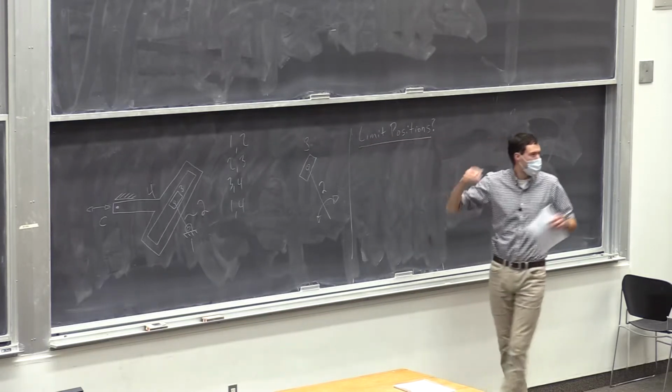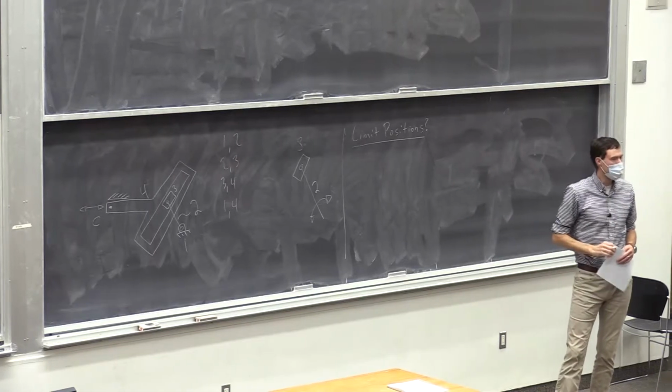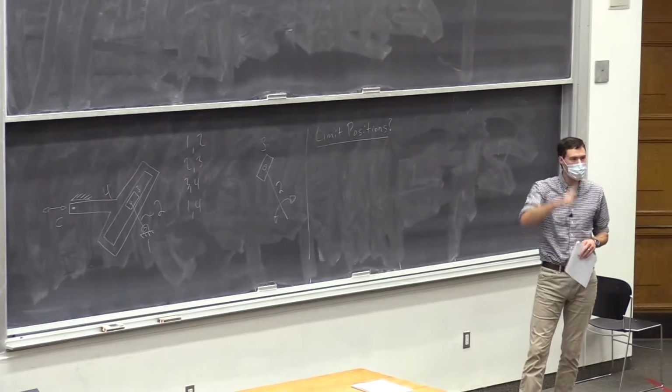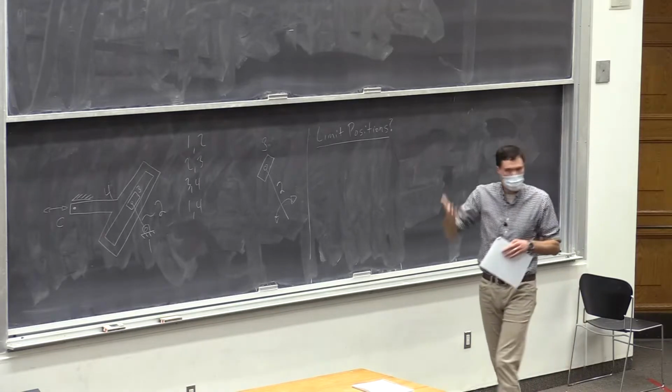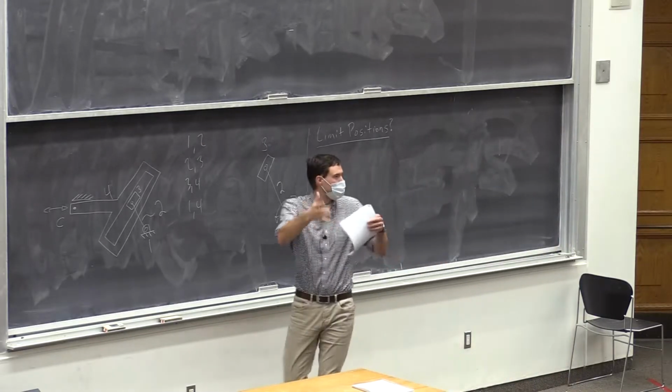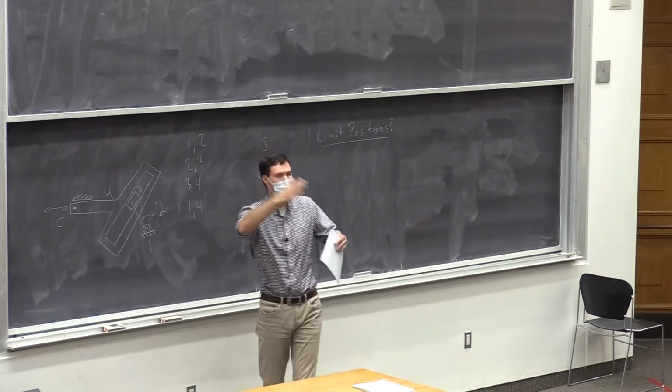But how do I find them, right? I didn't teach you how to do it rigorously. But I mentioned to you, look for parallel or perpendicular arrangements of links. Almost always, that's where something special is going to happen. It's like a maximum of a motion.